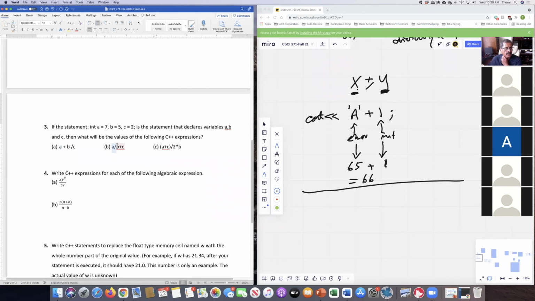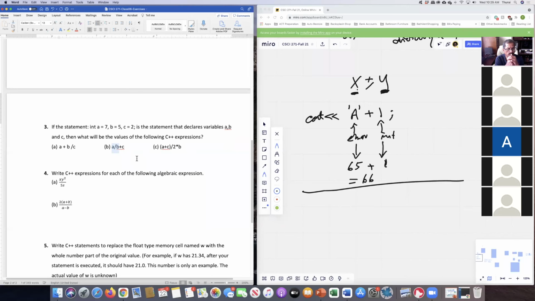Because A over B is 7 over 5. 7 over 5 will be 1. When you add it to 2, it'll be 3. Okay, part C.